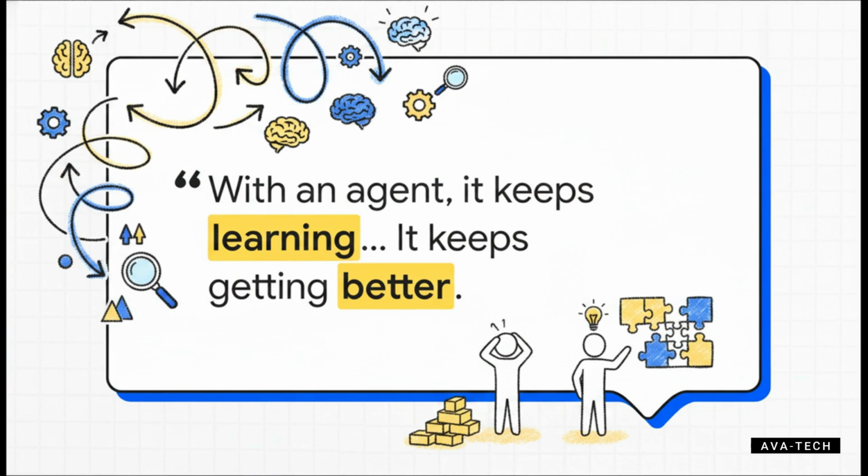Because of this continuous loop, assessing its own work, checking for errors, the agent actually iterates. It keeps learning. It keeps getting better. Actually, in a lot of ways, it begins to act much more like a real person trying to solve a problem, rather than just a machine blindly following a rigid line of code.